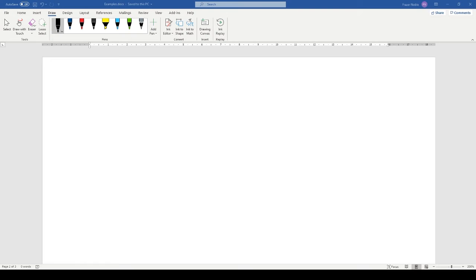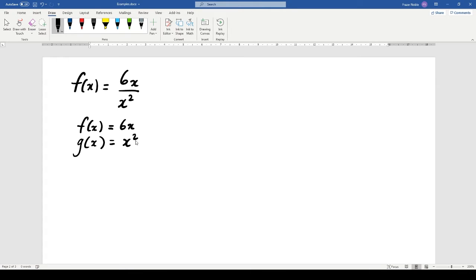Okay, let's look at an example. Let's say we have f of x being equal to 6x divided by x squared, and we want to work out what the derivative of this function is. Well, we could say that f of x is equal to 6x and that g of x is equal to x squared. And that the derivative f dash x is going to be equal to 6, and the derivative g dash x is going to be equal to 2x.